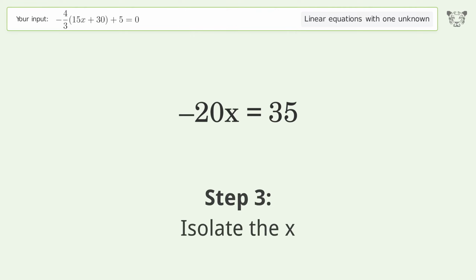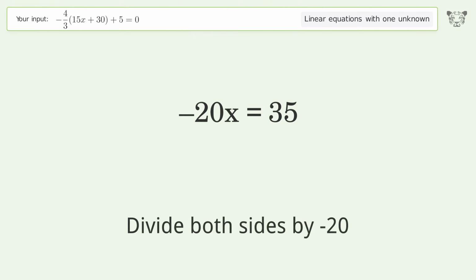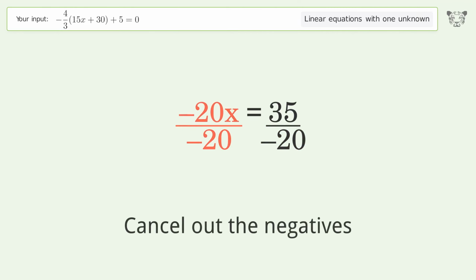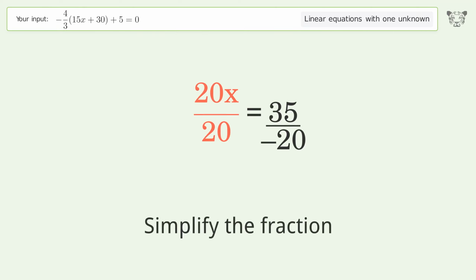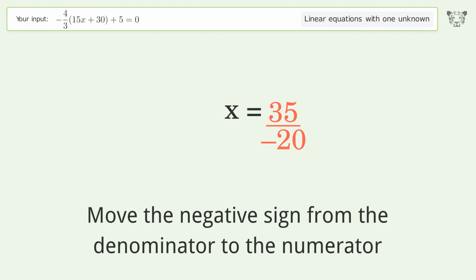Isolate the x. Divide both sides by -20. Cancel out the negatives. Simplify the fraction. Move the negative sign from the denominator to the numerator.